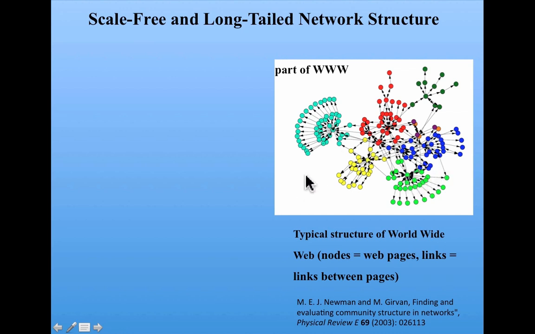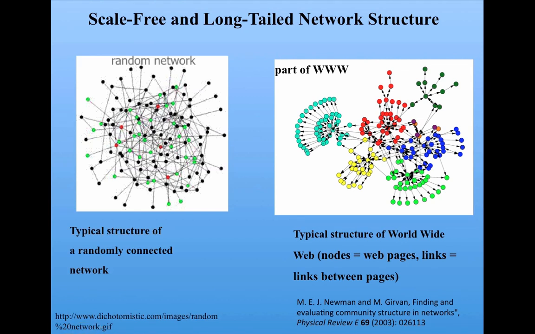Okay, so let's look at, in contrast, a random network. This is what a random network might look like if we just randomly threw down a bunch of nodes and put random links between them.